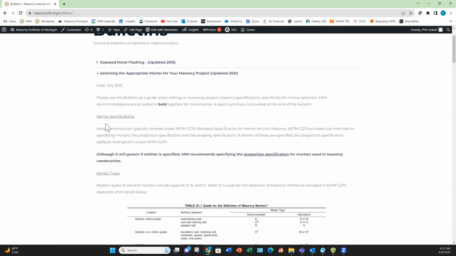What we're referencing is ASTM C270, which is our standard specification for mortar for unit masonry. Under ASTM C270, it gives us two options for specifying mortars. We can either use what they term the proportion specification or what they term the property specification. In your masonry specification or in your general notes, you need to specify mortar according to ASTM C270, and you need to select either the proportion specification or the property specification. ASTM C270 does note that if neither of those is specified, the proportion specification will automatically default. We recommend using the proportion specification for a couple of reasons that we'll talk about throughout today's video, but even though it will default to that, it's a good thing to include.